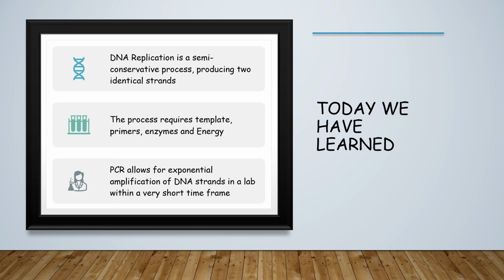So that completes our video lesson for Key Area 1.2, DNA replication. We've looked at DNA replication as a semi-conservative process producing 2 identical strands. It requires a template, primers, enzymes and energy in the form of ATP. And we've also looked at the PCR process, which is the in vitro amplification of DNA within a lab within a very short amount of time. So we've looked at both in vivo and in vitro DNA replication today.